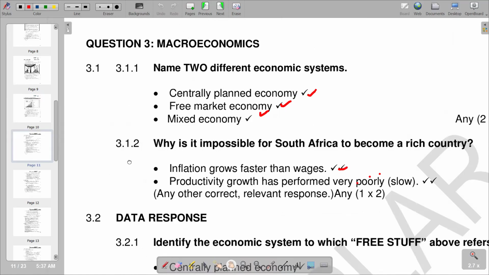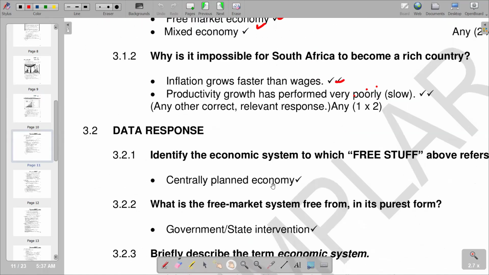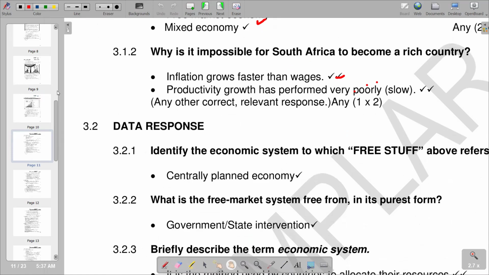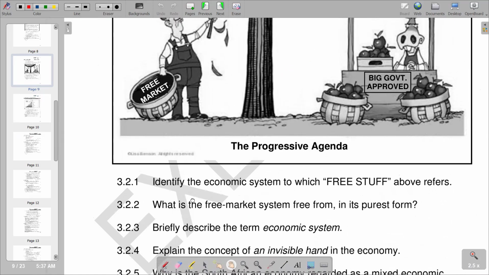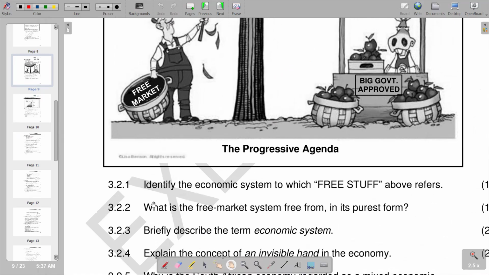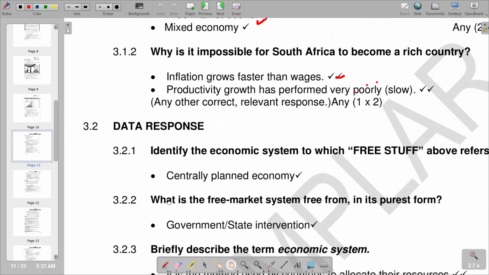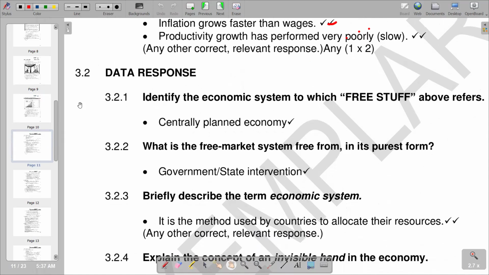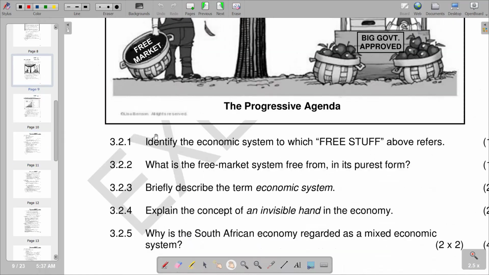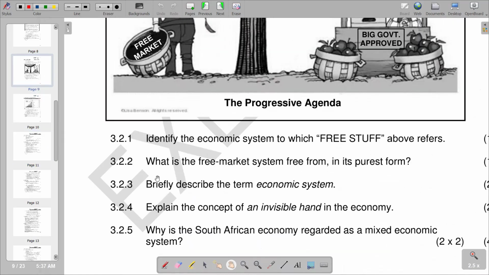That is what we have at 3.2.1, where we say centrally planned economy or the command economy. So we have that as our response. Then move on to the second part, which asks what the free market system is free from in its purest form. Obviously, the free market system is free from government intervention. There is no government intervention in the free market system, so that is how it is free. We also have that in the other section, where we say it is free from government or state intervention. So we go to the next part, which reads briefly describe the term economic system.